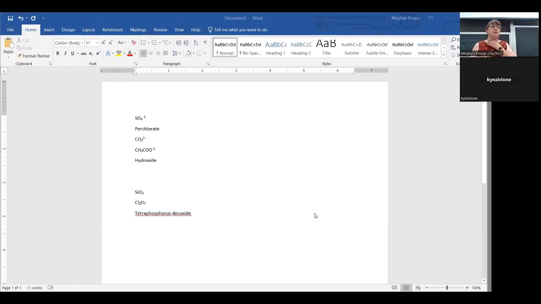So let's take a look at the ions here. The SO4 2-. What is the name of that ion? Sulfate. Okay. The CO3 2-. What is that one? Carbonate. And the CH3COO1- is also sometimes written with the carbons combined, and that is C2H3O2-. You might have memorized it one way or the other. Acetate. That is acetate. Very good.